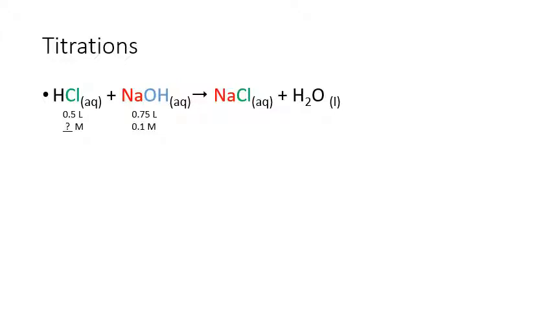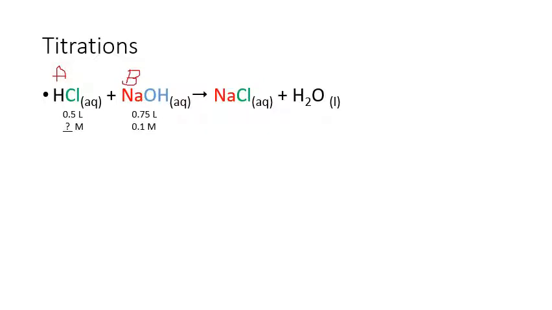So what we have here is a solution of HCl, half a liter of HCl, but we don't know what the concentration of that HCl is. It's some number of moles per liter, but we don't know the precise concentration. But we do have some sodium hydroxide, which is a base. So we have an acid over here and a base over here, and if we add that base to the acid, a neutralization reaction will occur.